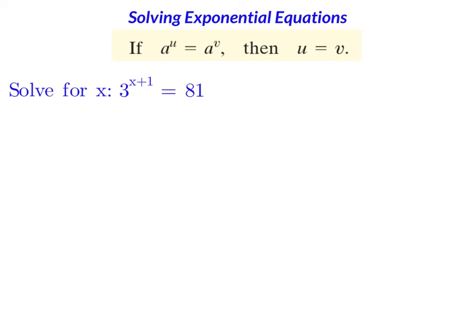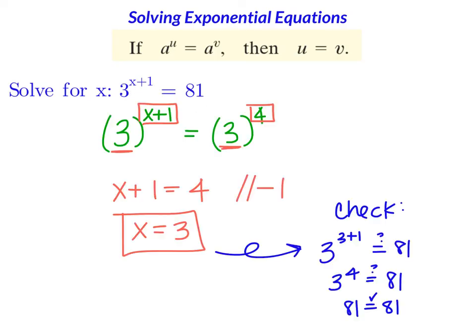The first being this one, 3 to the x plus 1 equals 81. First thing I have to do is find the same base for these two numbers, 3 and 81. Now I know that 81 is equal to 3 to the 4th. So I have the same base. That means that I can take this x plus 1 and set it equal to 4 and solve for x equals 3. And I always want to check just to make sure that my solution actually works in the original. And for this situation, it does.